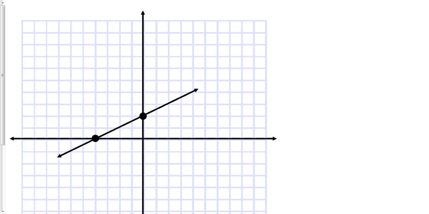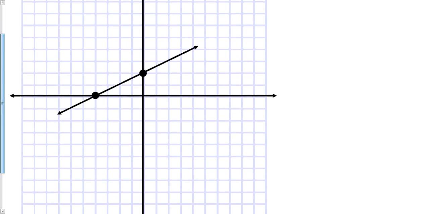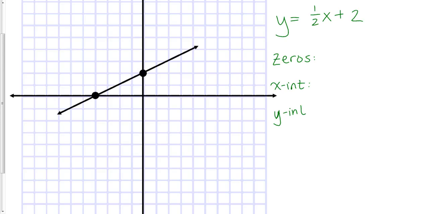So let's start with a linear equation here. This is the equation y equals 1/2 x plus 2. So we're going to start with the zeros, the x-intercept, and the y-intercept. The zero, or in this case there's only one zero, so we don't need the s.